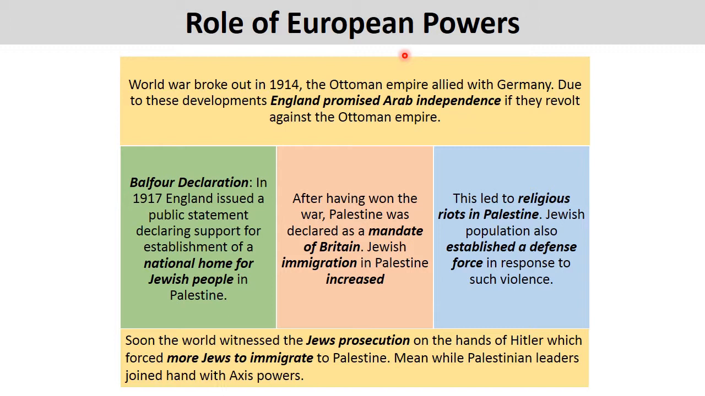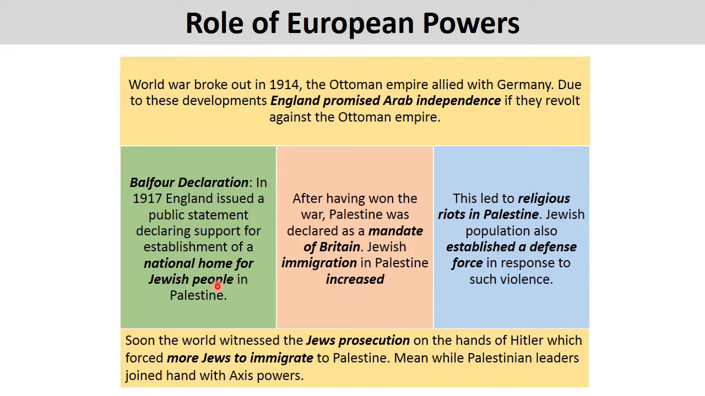Now 2 years later, England issued a public statement declaring support for the establishment of a national home for Jews in Palestine. This declaration is known as the Balfour Declaration. Now we'll look at why England was supporting the Jewish cause.